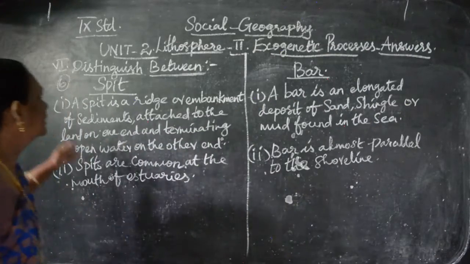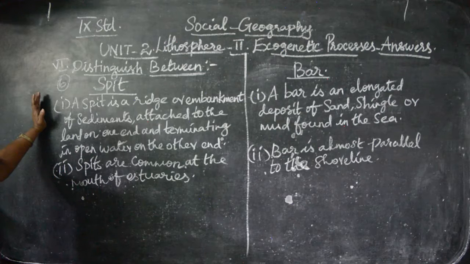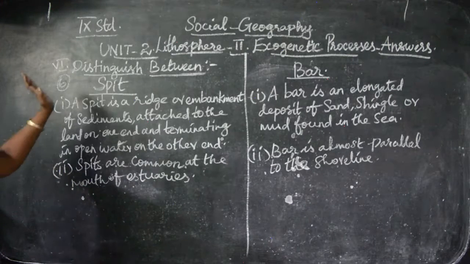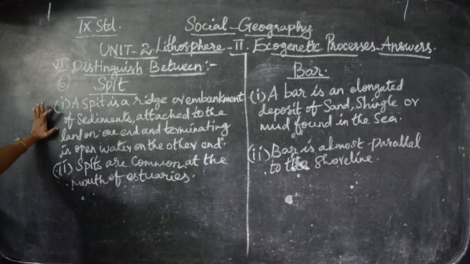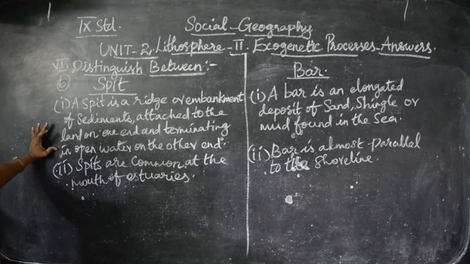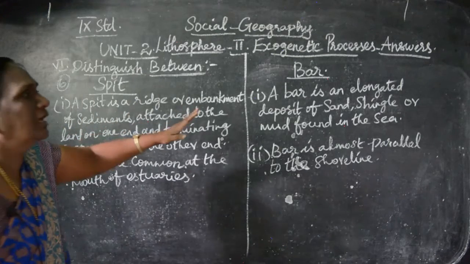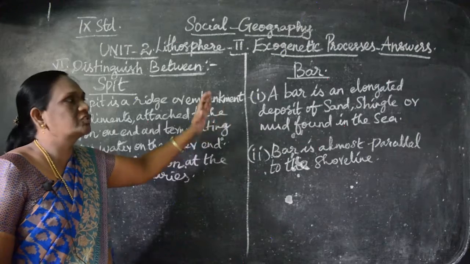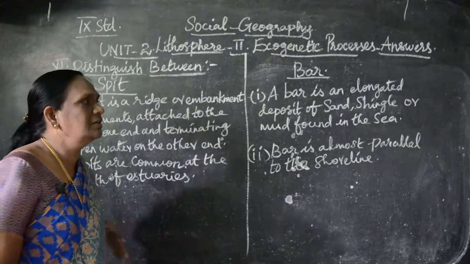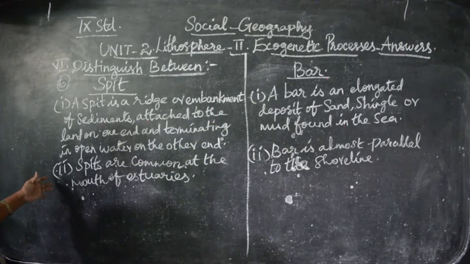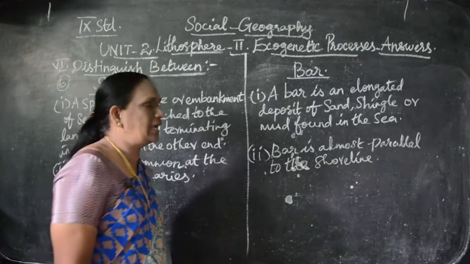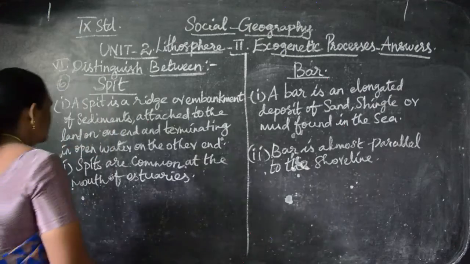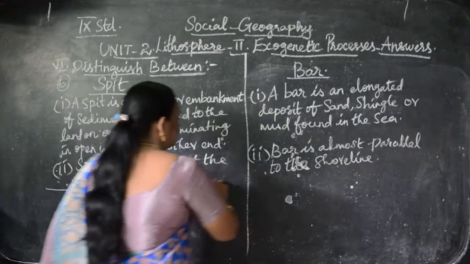Okay, so distinguish between is over. 6 you have in your book. Spit and bar. A spit is a ridge or embankment of sediments attached to the land on one end and terminating in open water on the other end. A bar is an elongated deposit of sand, shingle or mud found in the sea. Second point, spits are common at the mouth of estuaries and bar is almost parallel to the shoreline. So, the distinguish between is over.